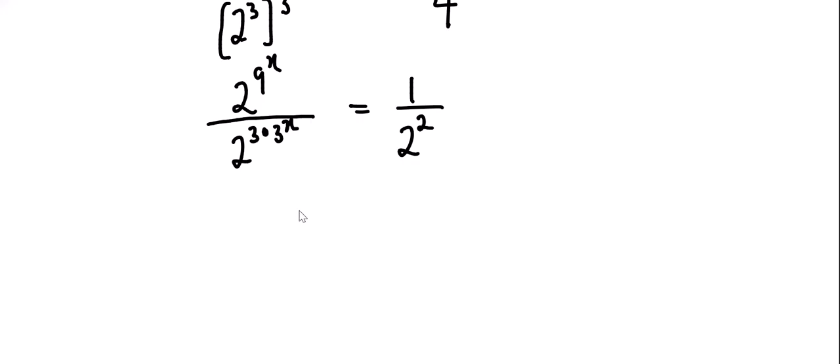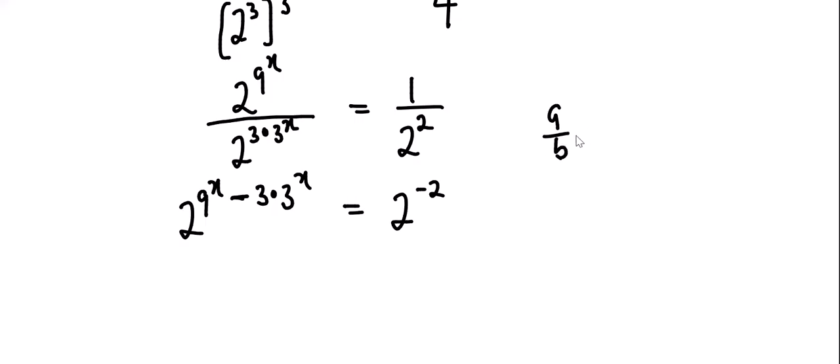And from this, here we have 2 to the power of 9 to the power of x. Using the rule of indices, this is going to be minus 3 times 3 to the power of x, which equals 2 to the power of negative 2. Here, I'm going to use this rule of indices that says 2 to the power of a over 2 to the power of b is equivalent to 2 to the power of a minus b. So this is what I used.